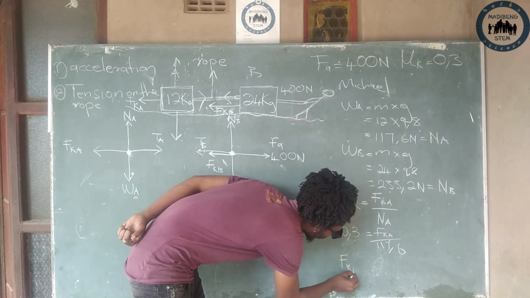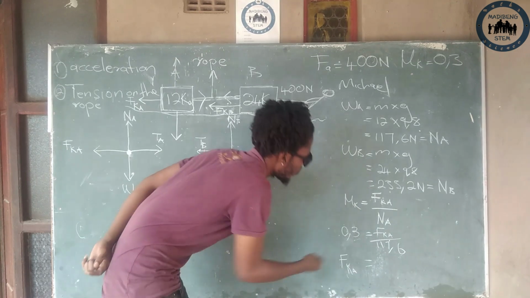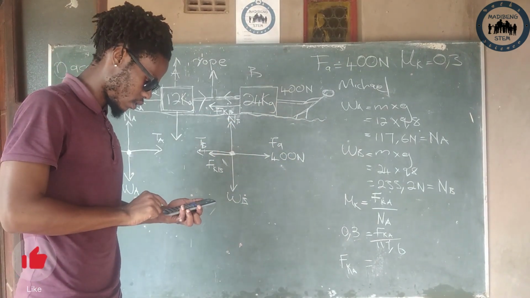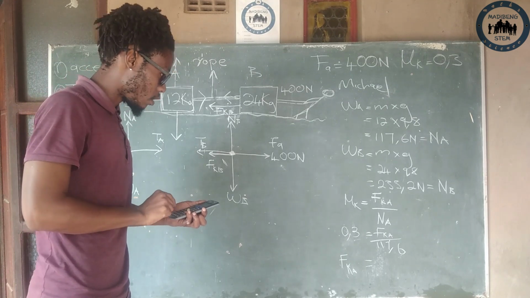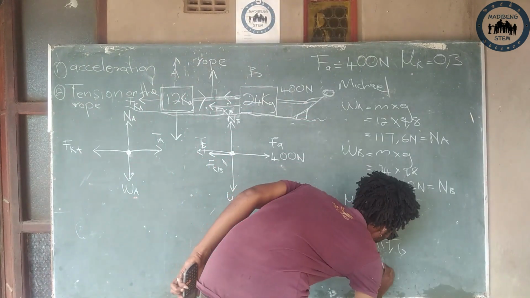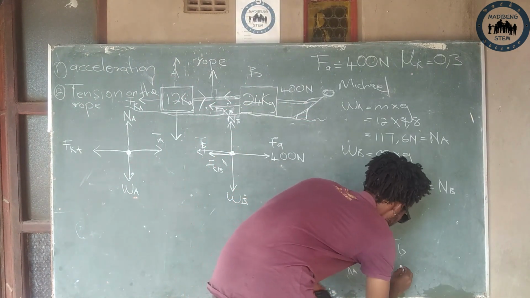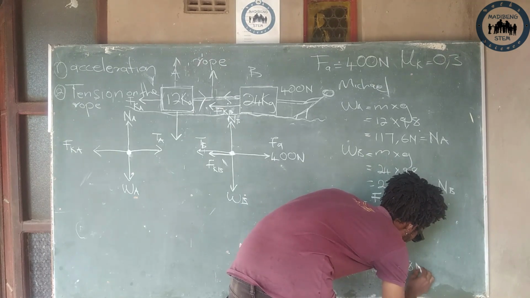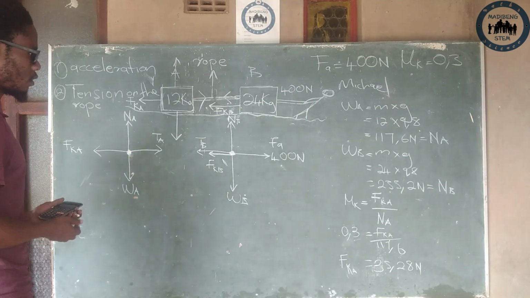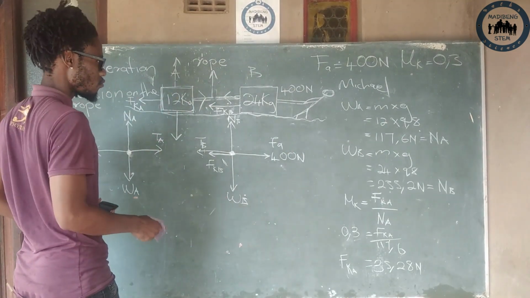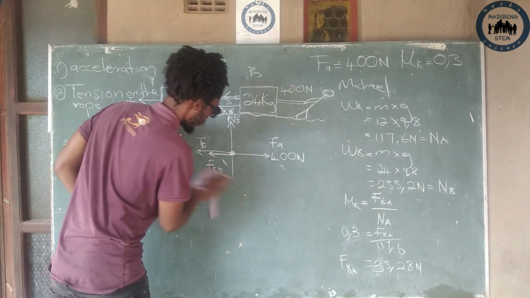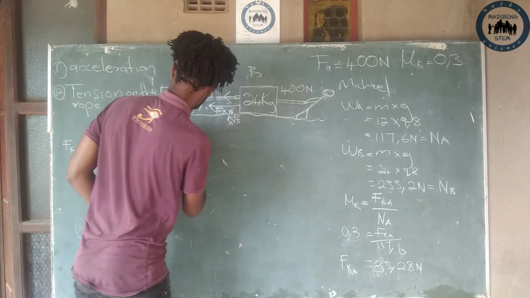FkA is equal to 0.3 times 117.6. That's 35.28 newtons. I don't have space, guys. I need space.